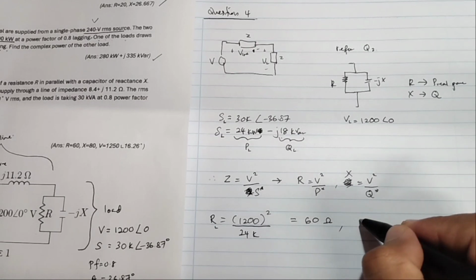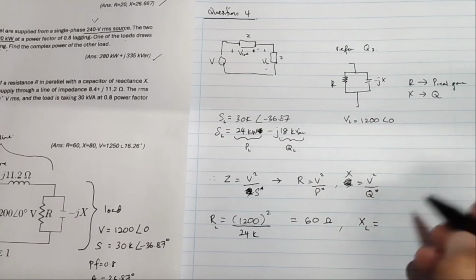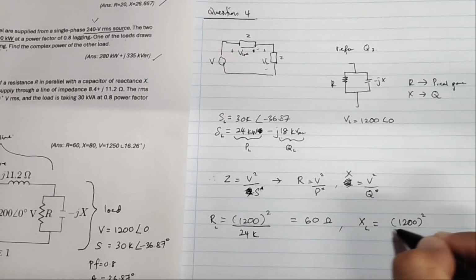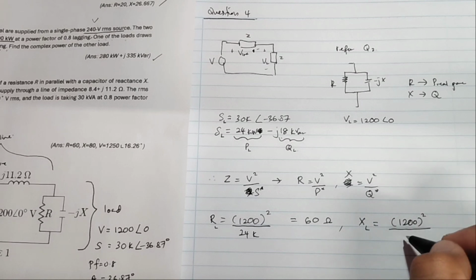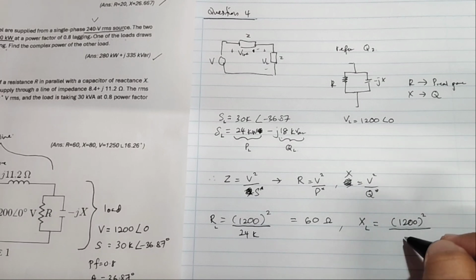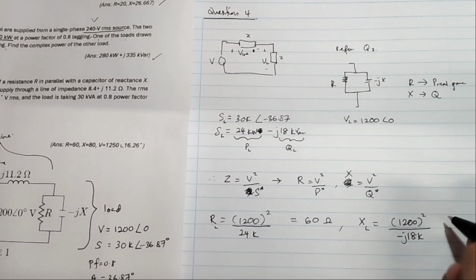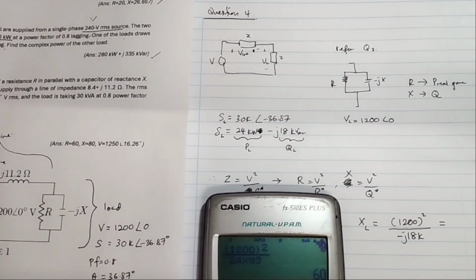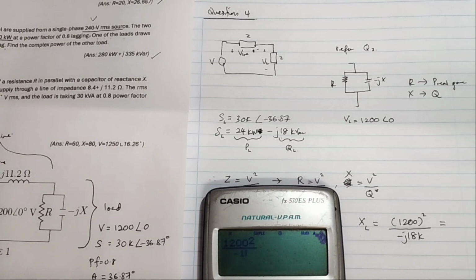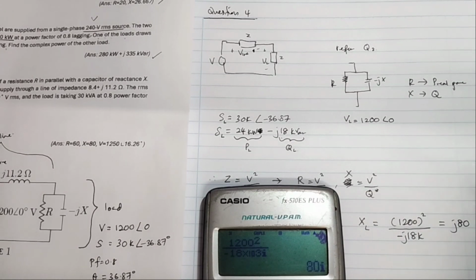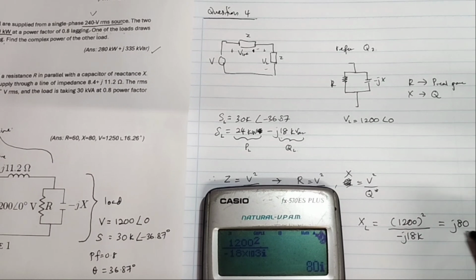Manakala X load sama dengan okay, V squared divided by Q. Q minus, tak apalah kita nak magnitude ya. So positive negative tak apalah kita nak ambil nilai. Nanti at the end kena letak lah. Okay, right. Letak je lah J. Tak jawab pening pula kan. Okay, letak je. Minus 18K J 80. Okay, 80. Maksud dia nilai X adalah 80 lah.